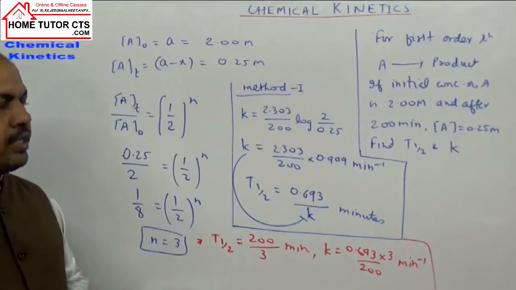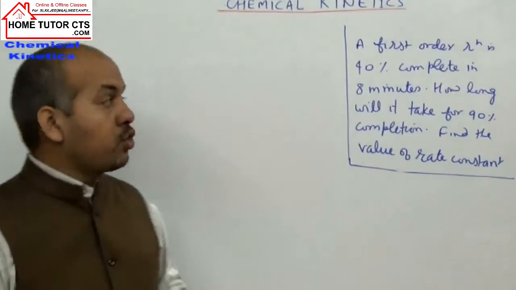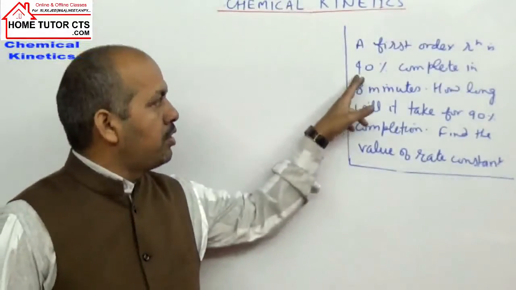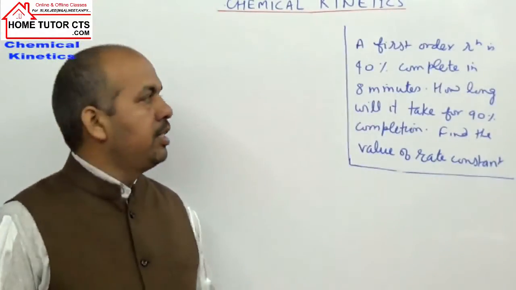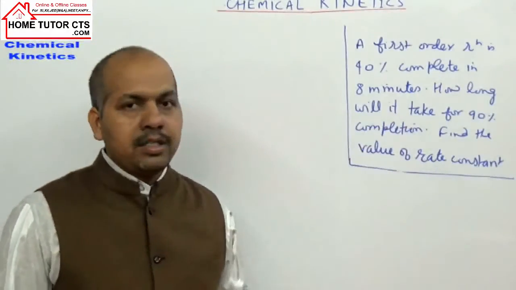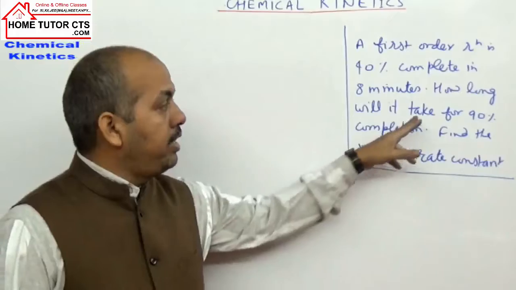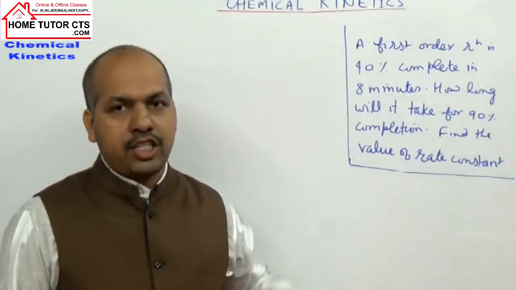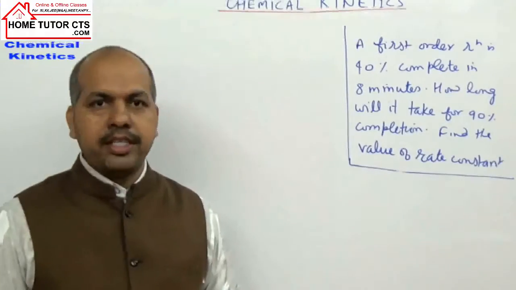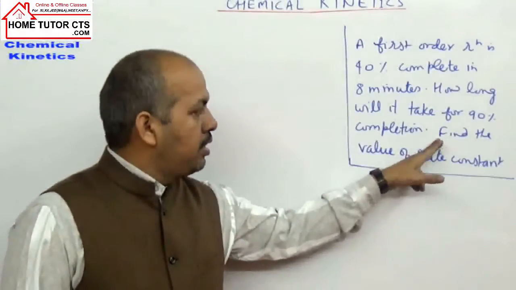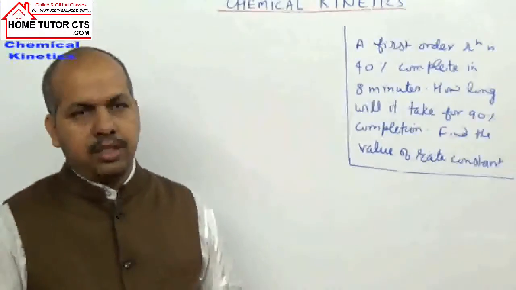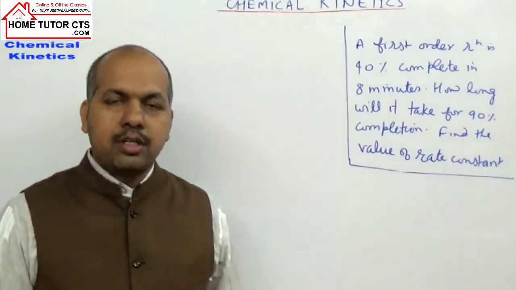So let us take the next question now. Okay, write the next question. A first order reaction is 40% complete in 8 minutes. How long will it take for 90% completion of the reaction? And find the value of the rate constant. Okay, try this question.